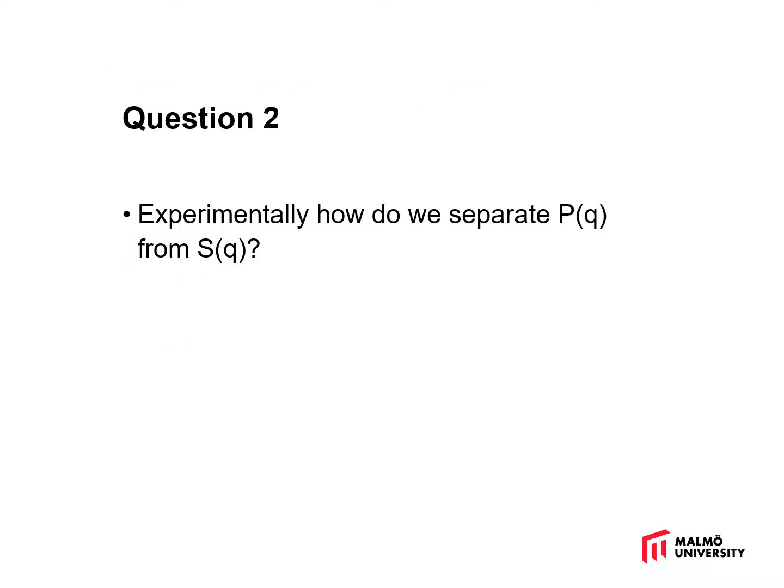So in the second question, I'd like you to think about experimentally how we'd separate P of Q from S of Q. And early in the lecture, I showed you a pictorial representation of a sample. So think about that sample and increase the number of particles and think about how you do that experimentally. If you like, you can use the ImageJ software to do some Fourier transforms and some radial averages to produce scattering curves.